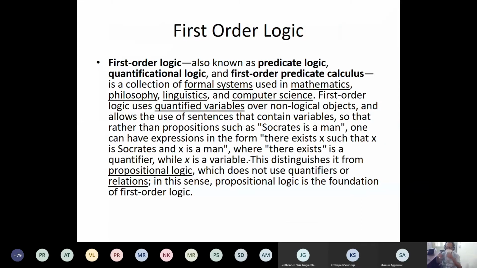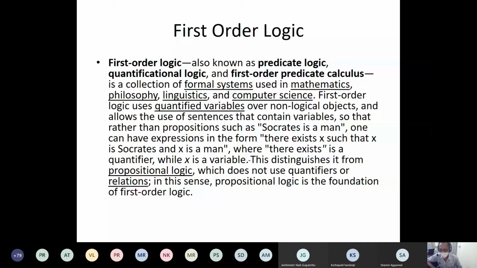We have talked about propositional logic, and now we start first order logic. First order logic, also known as predicate logic or quantificational logic or first order predicate calculus, is a collection of formal systems used in mathematics, philosophy, linguistics, computer science, everywhere. Actually, first order systems are used almost everywhere, in many, many places.